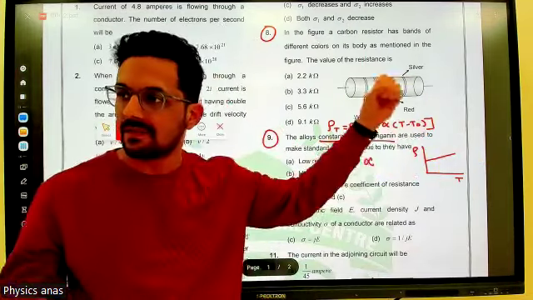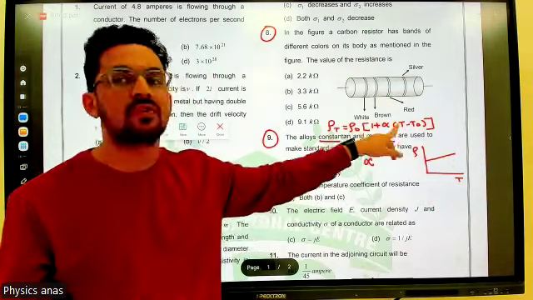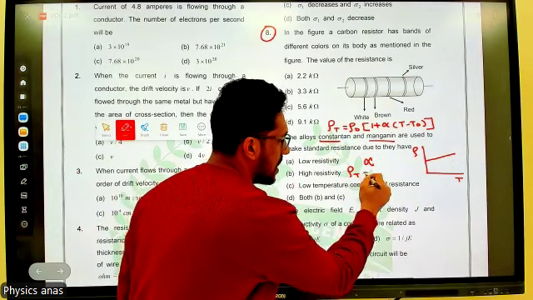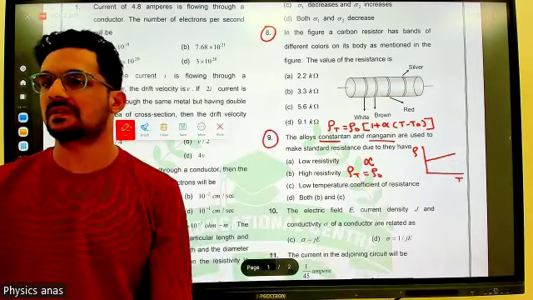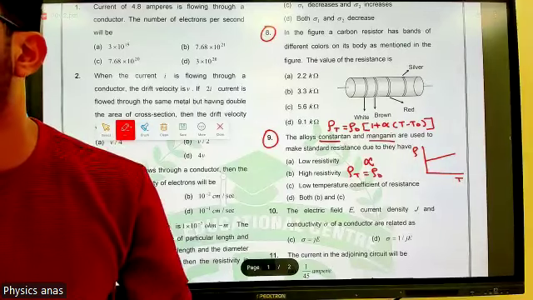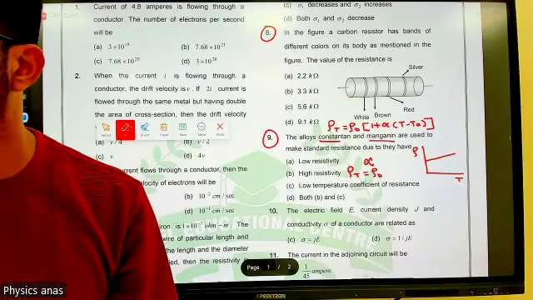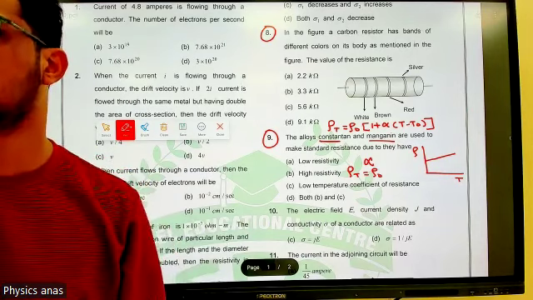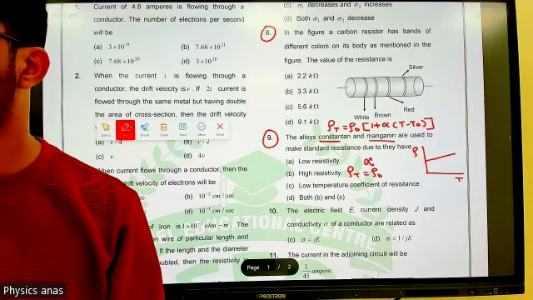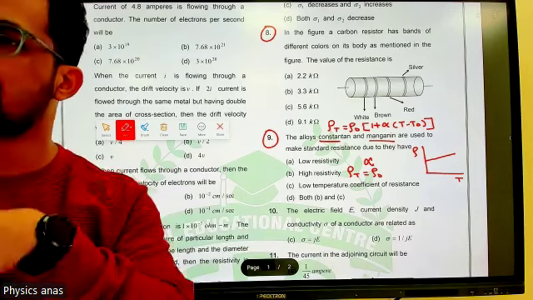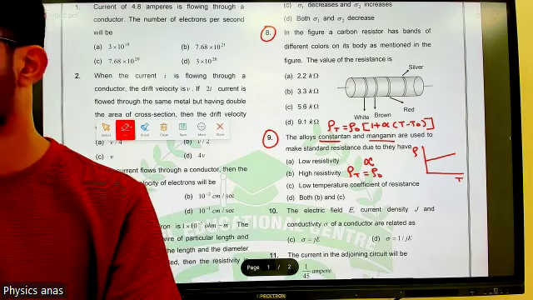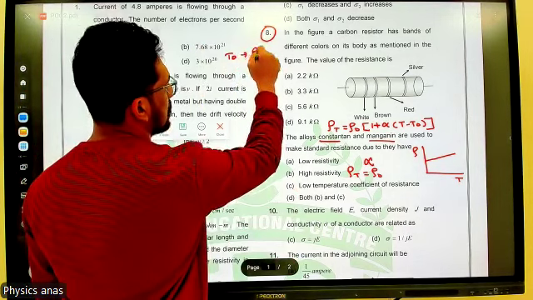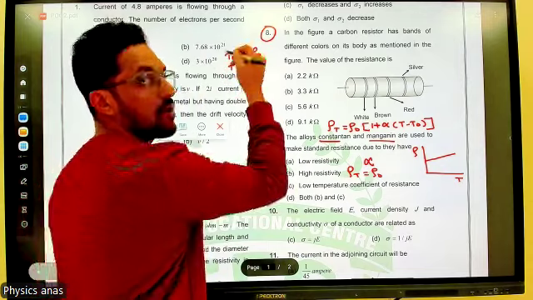Then alpha into delta T will be negligible. Then rho 0 into 1, that's rho 0. So for alloys, rho T will be rho 0. Rho T is resistivity at a temperature T. Rho 0 is resistivity at a lower temperature T0. When temperature increases, that is T. At T0, resistivity is rho 0. At T, resistivity is rho T.